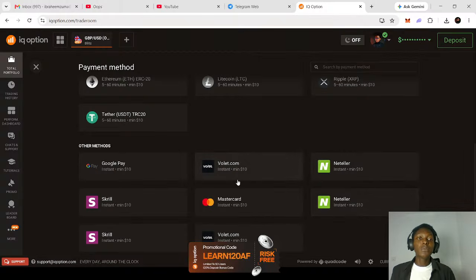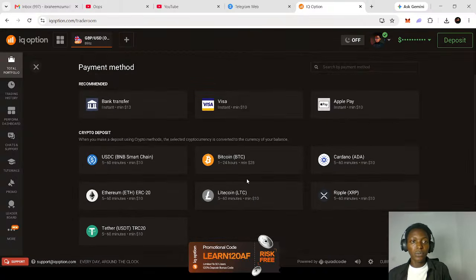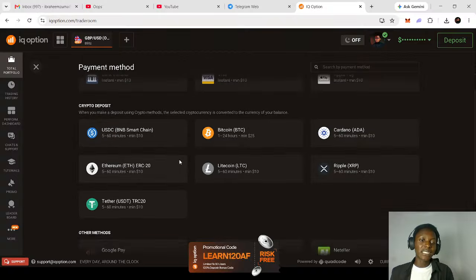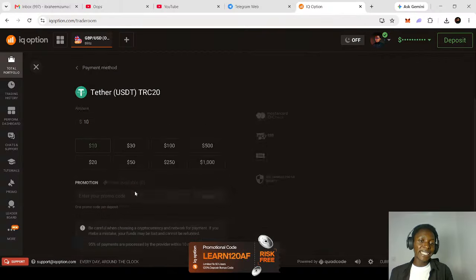So these are the deposit options, or the payment methods, that you can use to deposit money into your IQ Option account. Once you select what you want to use, let's say you want to deposit with Tether USDT, just click it. As you can see, here's the minimum deposit amount, which is $10. If you are depositing $10, you just click the $10. If it is $30, you can click $30.